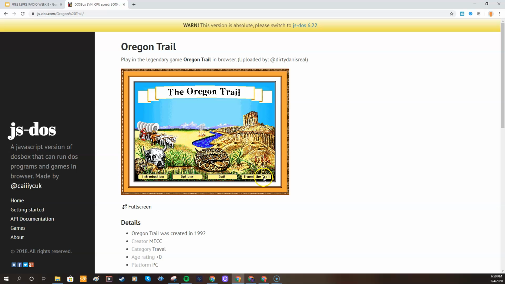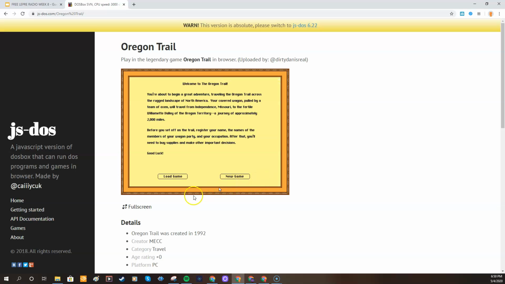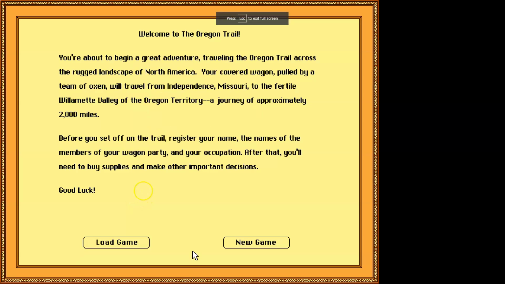So you're going to click on Travel the Trail. And to just make it simpler, at this point, I'm going to click full screen. So full screen. And then the cursor issue should be solved. So you're about to begin a great adventure, traveling the Oregon Trail across the rugged landscape of North America. Covered wagon, pulled by a team of oxen, yada, yada, yada. Let's click New Game.